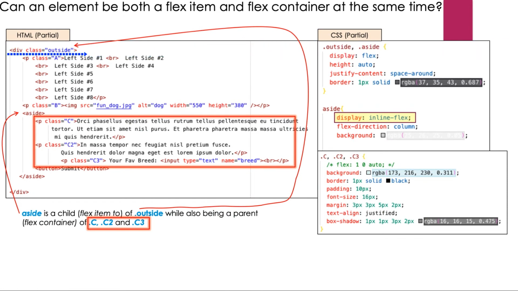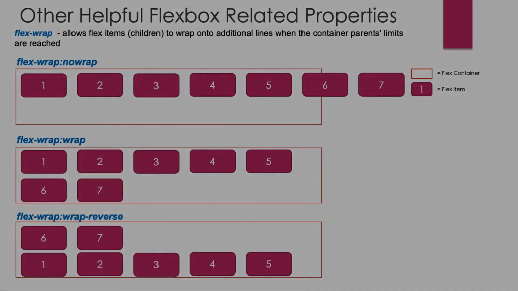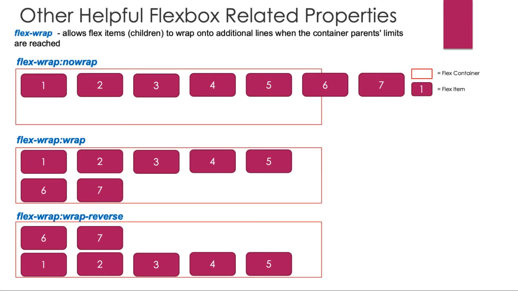So we have the outside class here at the top, and its flex items are class A, class B, and aside. And inside aside, of course, the classes C, C2, and C3. And you see in the CSS on the right-hand side, in the highlighted section in yellow, is where we display inline flex, as opposed to in outside, we have display flex. Now let's go through some other helpful Flexbox related properties.